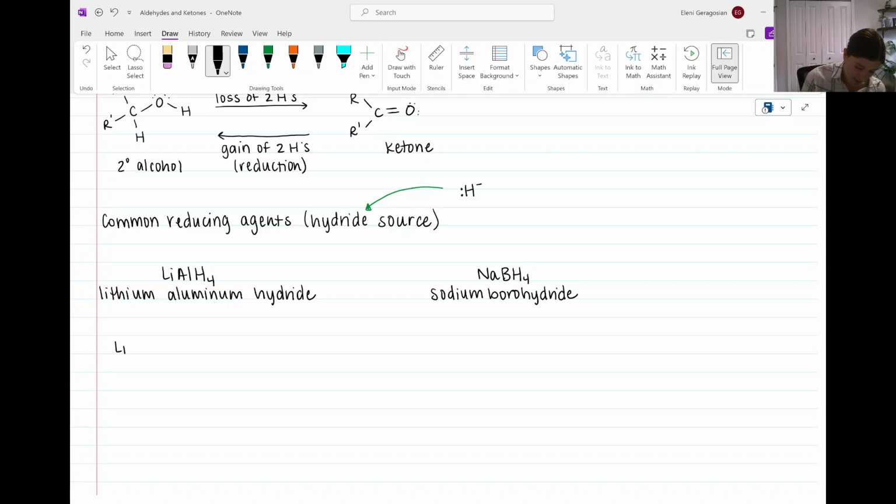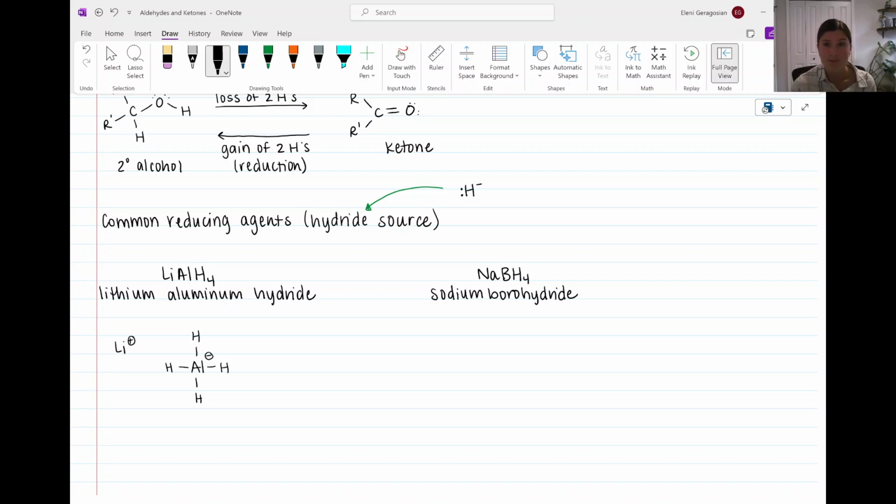Lithium is a spectator ion. It has a positive charge. It's in the first column of the periodic table. It's there to balance out the charge of the aluminum hydride. Aluminum hydride has the aluminum bonded to 4 hydrogen atoms. So aluminum's in the third column. When it has 4 bonds, we've seen this previously, it has a negative charge.